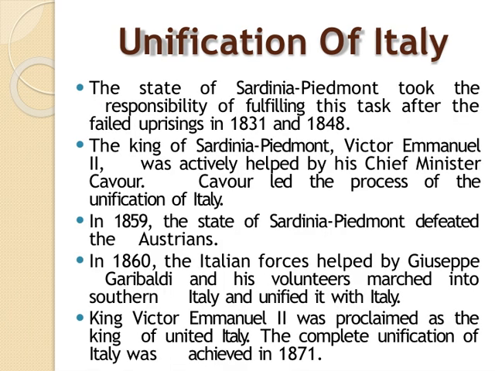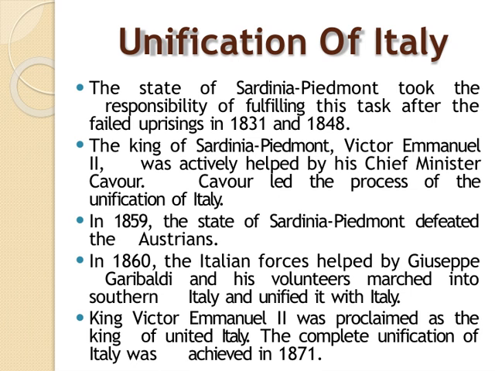After the failed uprisings in 1831 and 1848, the responsibility for unifying Italy fell to the state of Sardinia-Piedmont. This was a crucial turning point, as they took on the task of unification after earlier efforts had not succeeded. The key figure here was King Victor Emmanuel II, who played a central role throughout this process. He was actively supported by his chief minister, Count Cavour, who was the mastermind behind the political and diplomatic strategies that led to Italy's unification. Cavour's leadership was instrumental in guiding Sardinia-Piedmont through this complex process.